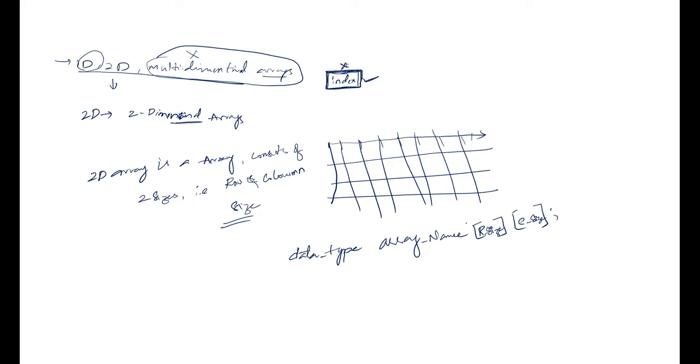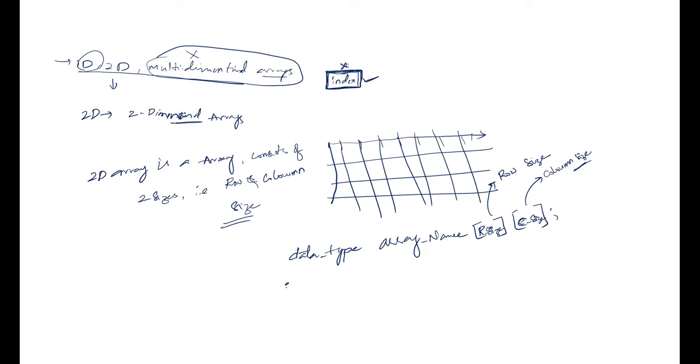C size. R size is row size, where C size is column size. C size is column size. A data type, an array name, row size, as well as column size. Row size and column size.